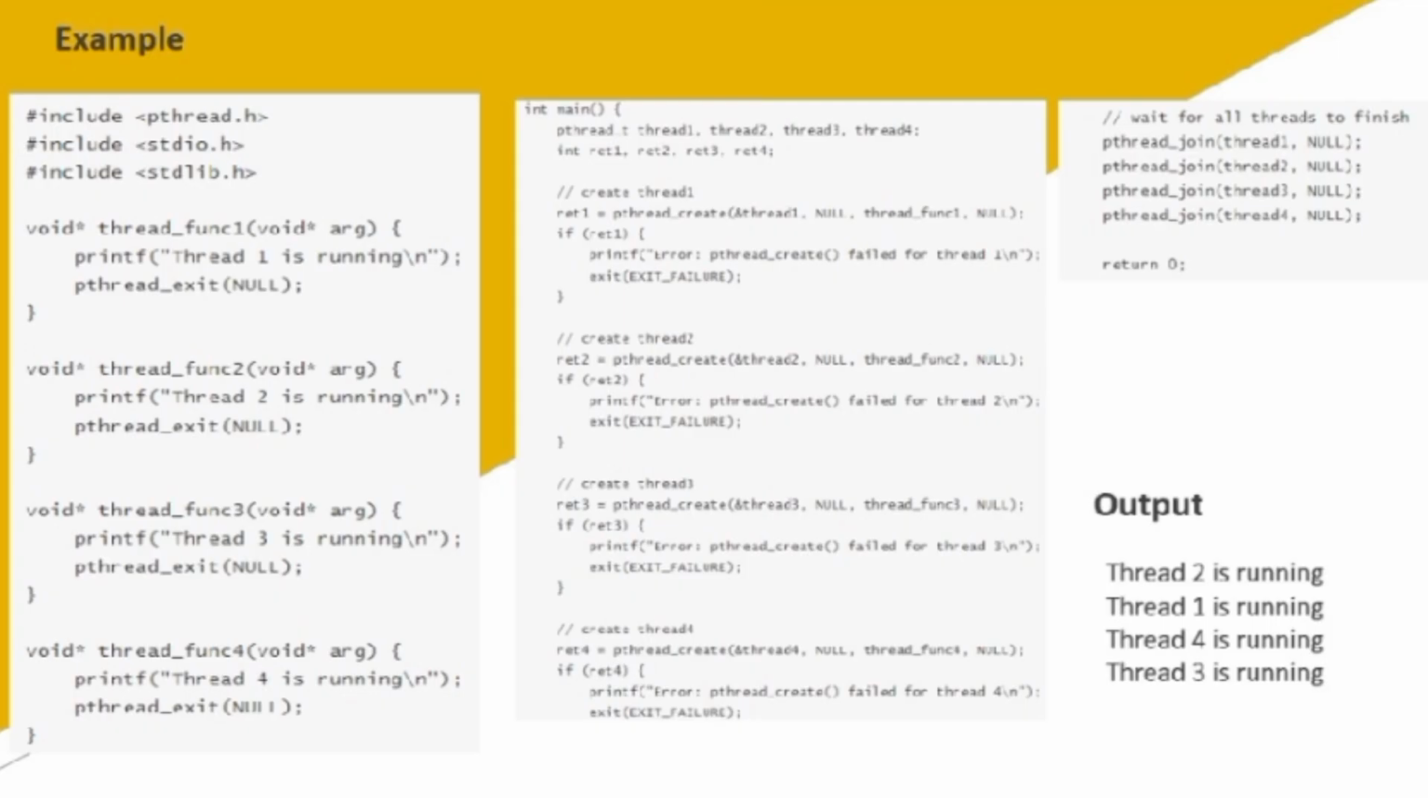Now let us see an example related to threads. Here is a program which creates four threads and runs four separate functions, one in each thread. The threads are created using the pthread_create function, and the functions they run are threadfunc 1, 2, 3, and 4 respectively. Each function simply prints a message indicating that the thread is running and then exits using the pthread_exit function. After all threads are created, the main thread waits for all of them to finish using the pthread_join function. This ensures that the main thread doesn't exit before the other threads have finished running.